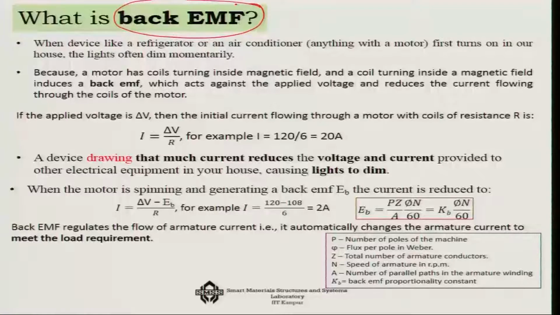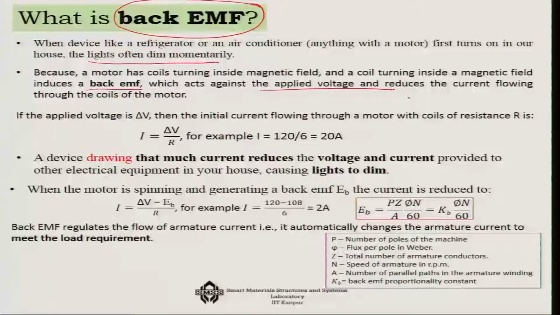But the back EMF also is an important factor, and you might have noticed it many times in your day to day experience. Whenever a refrigerator or an air conditioner, anything which has a compressor and a motor, first starts, you see that the light often dims momentarily. The reason is that this motor has coils turning inside a magnetic field, which will induce a back EMF in that coil itself, which will act against the applied voltage, the thing that is producing the magnetic field.